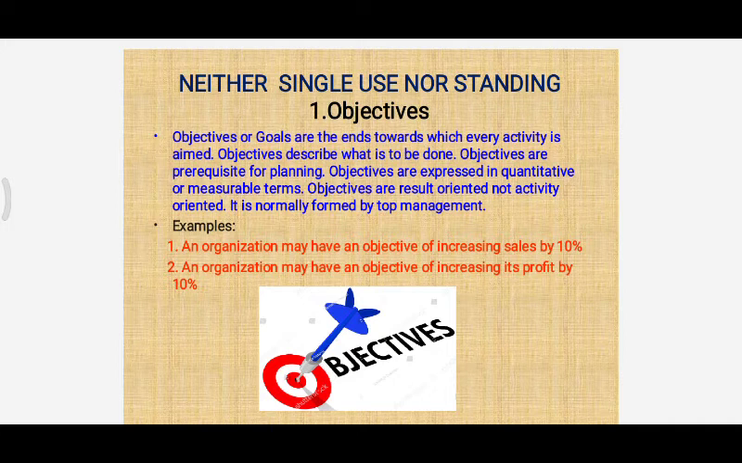Objectives are always result oriented. In objectives, we always strive for achieving a particular objective. It tells us the desired state of affairs where an organization wants to reach. And it is always formed by top level management.